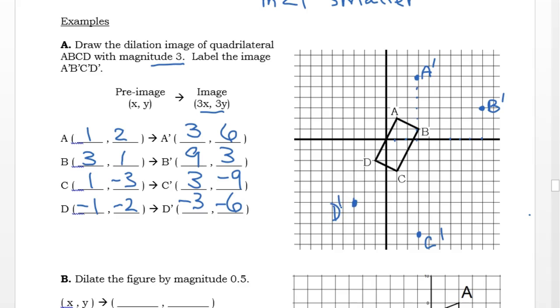And we will connect our points A to B, B to C, C to D, and D back to A. And we should see that we have a rectangle in the exact same orientation, same position as before, but it got bigger.